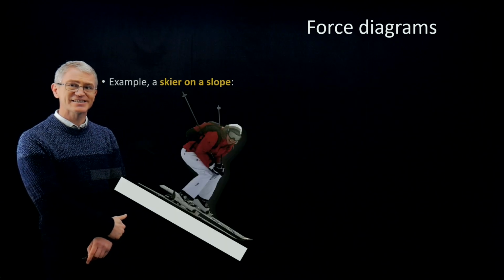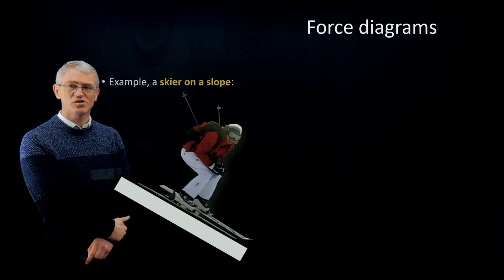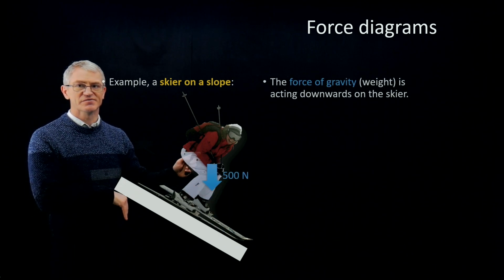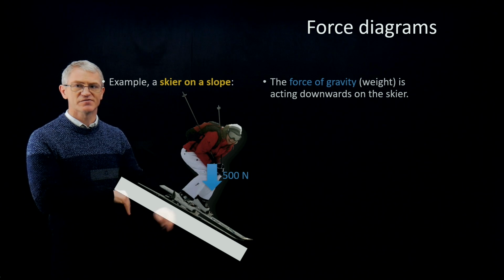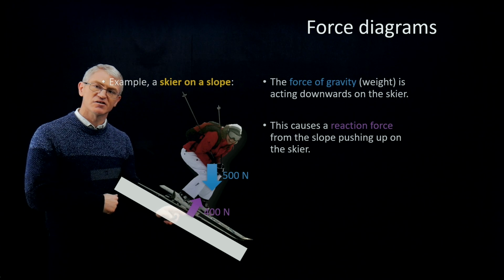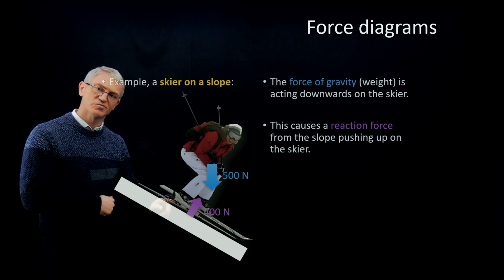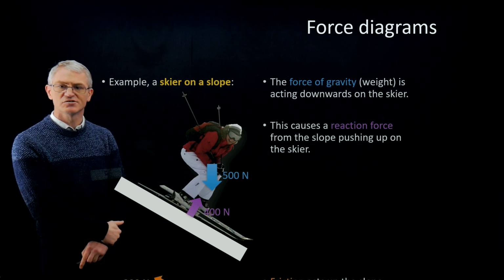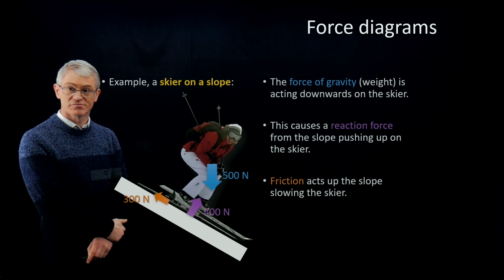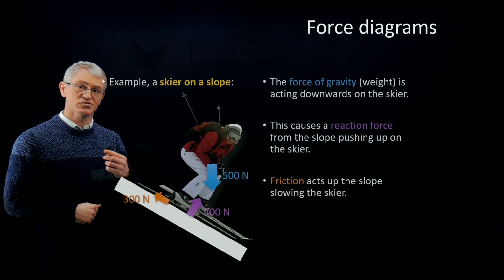So let's look at a skier next. What are the forces acting on a skier? Well, first of all, they're going downwards, so there must be gravity involved. So there's your gravity pulling down at 500 newtons. And then we have the reaction force from the snow, from the land, going up at 400 newtons. And we have the friction, which is 300 newtons.